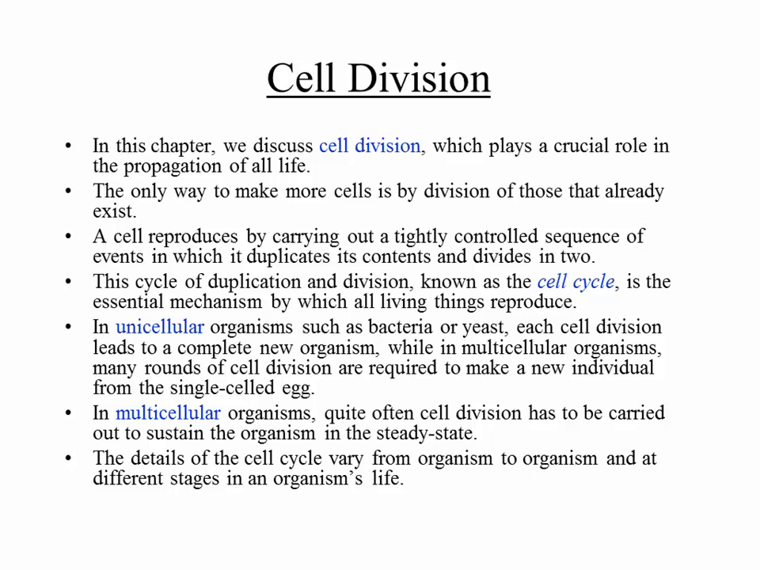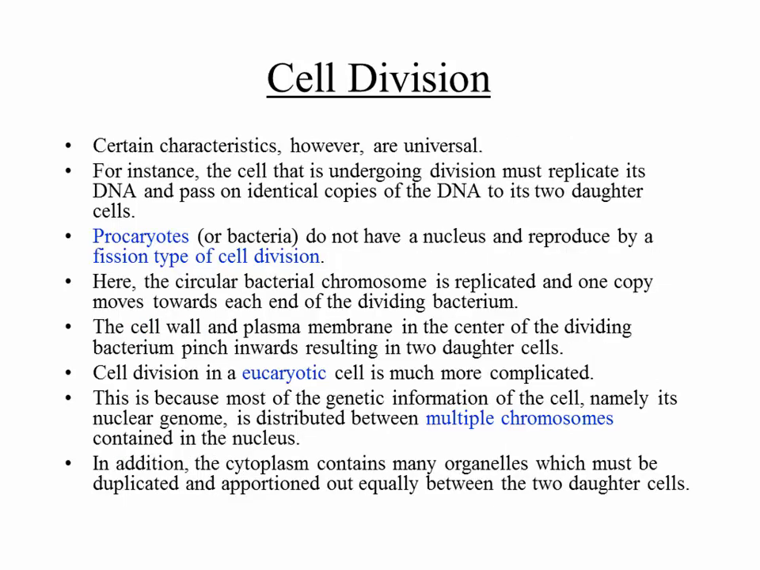So if it's a child that is developing in the womb, cell division is going to be accelerated. But if it's a fully grown, mature adult, you don't need that much cell division. Despite these differences in the rates of cell division, there are certain characteristics which are universal. For example, the cell that is undergoing division must replicate its DNA, because both the daughter cells have to have exactly the same DNA. And it must pass on identical copies of the DNA to its two daughter cells.